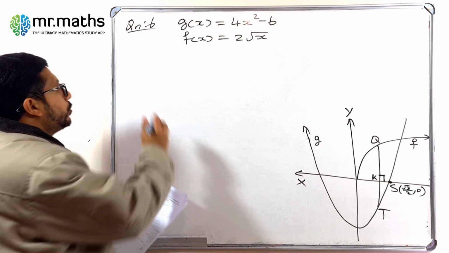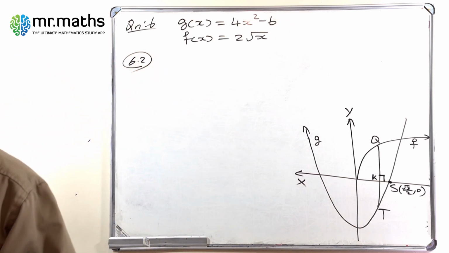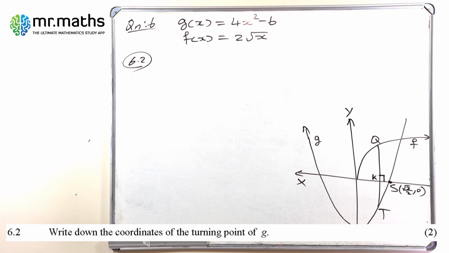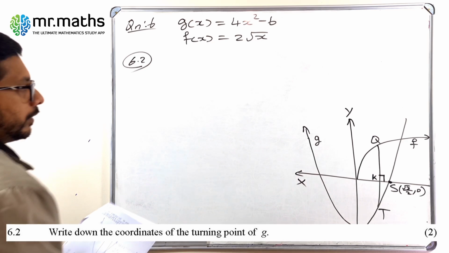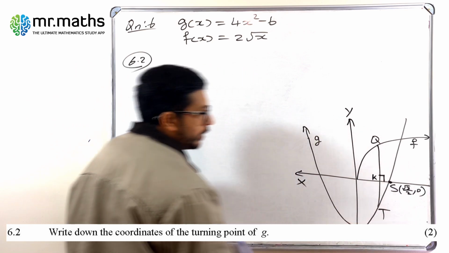Question number 6.2. Write down the coordinate of the turning point of G. You have to find the coordinates of the turning point of G. So which point is that? G is a parabola and this one is the turning point.